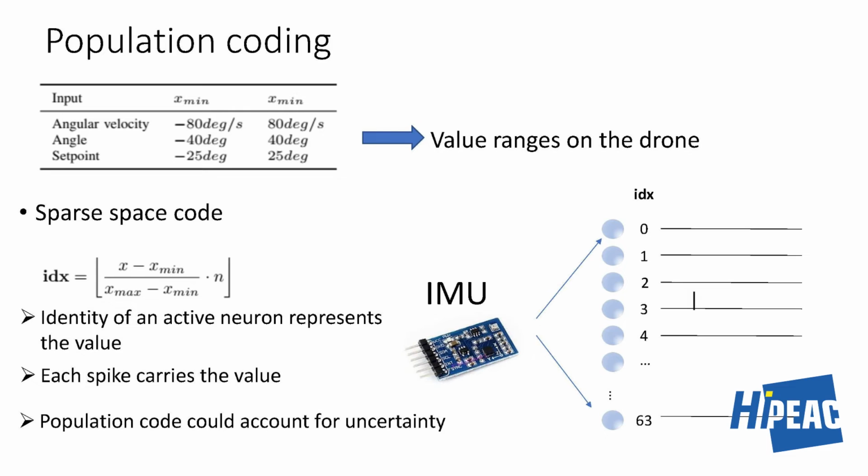So the identity of an active neuron represents the value. Each spike carries the value. And then population code can account for uncertainty. If I have many neurons in this population, then neuron number 4 might fire as well, neuron number 2 might fire as well. So I can have some measure of uncertainty.